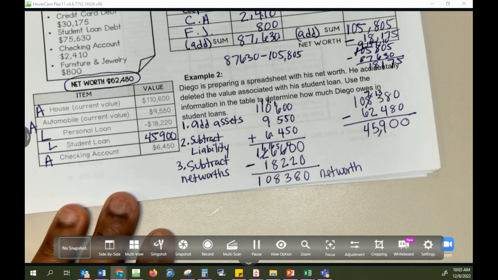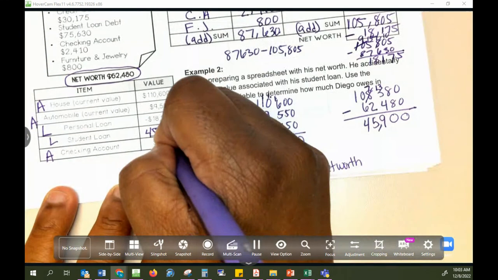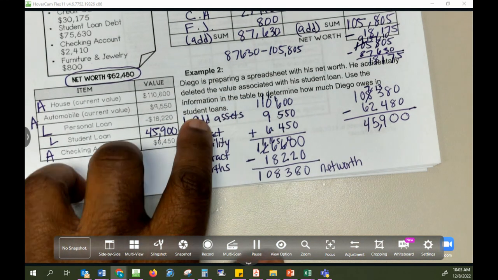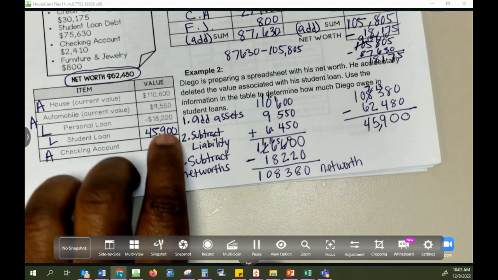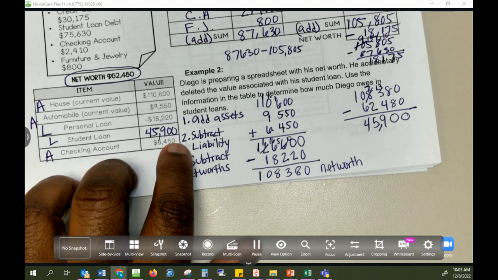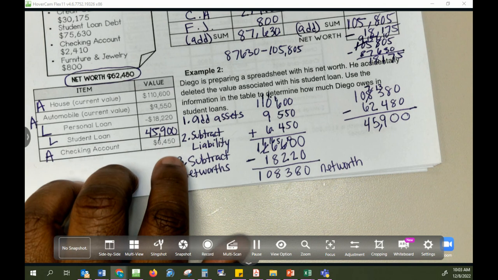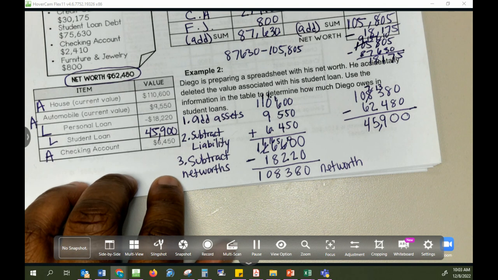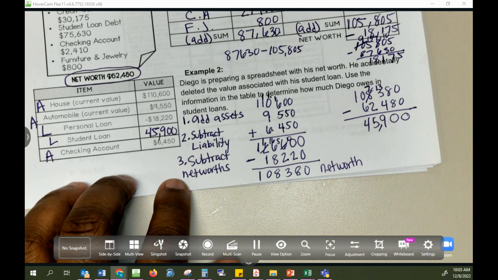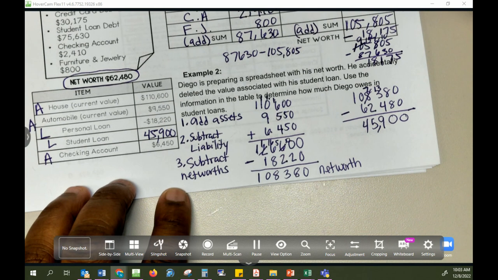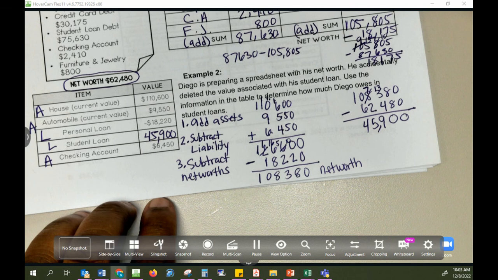It took us a minute to get there, but we got there. And this is why it's important. I need you to write these 3 steps. Add your assets, subtract your liabilities, and then subtract your net worth. We do these, we will never go wrong. So everything we have for the duration is practice. If you still need to write these down, I'm going to leave it here for a second, and then you're going to turn your paper over so we can practice.